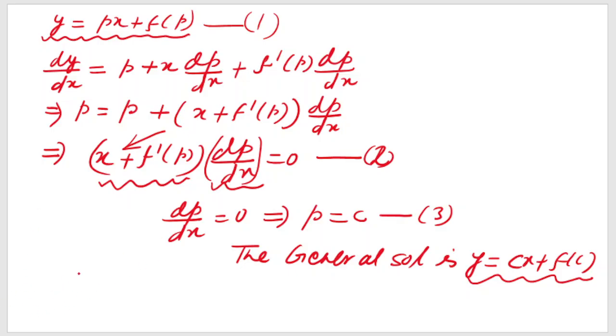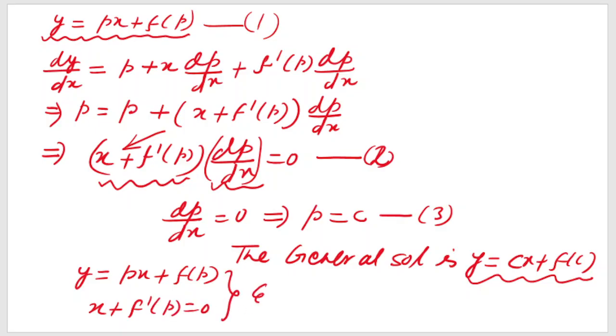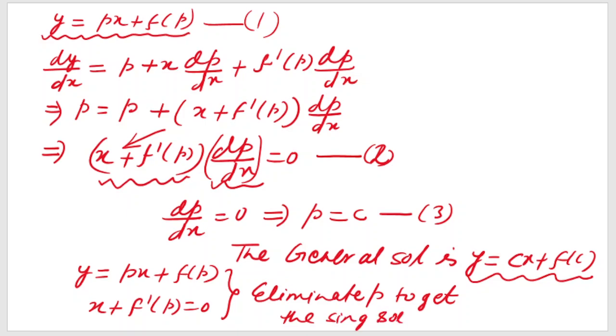So how do I get the singular solution? I take the equation y is equal to px plus f(p), and we take x plus f dash p is equal to 0, and from both of these we eliminate p to get the singular solution. So this is the process.